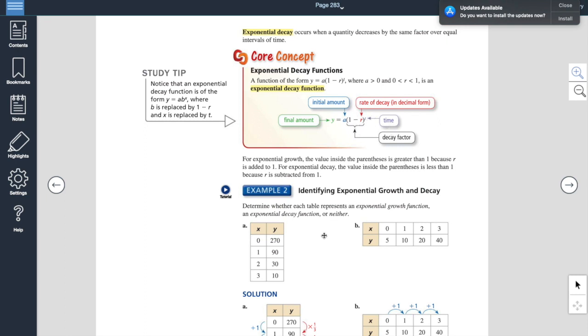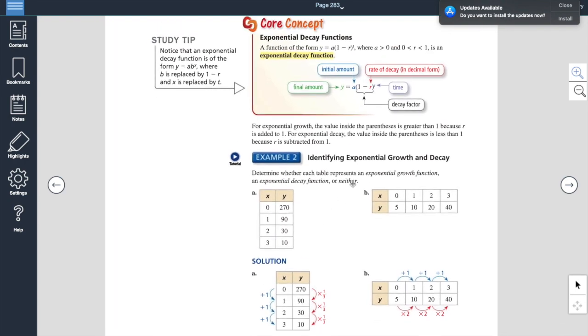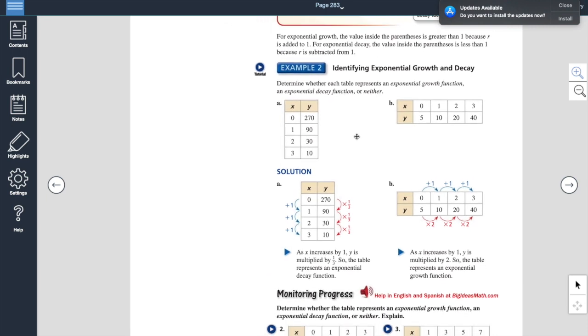All right, so for this one, again, that is your generic equation there for exponential decay. Then they walk you through a couple problems where they give you a table, and in this table you're trying to see if it represents an exponential growth function, an exponential decay function, or neither. The way you test that is you're looking at the change in x here is just going up by 1, but it's this change in y.